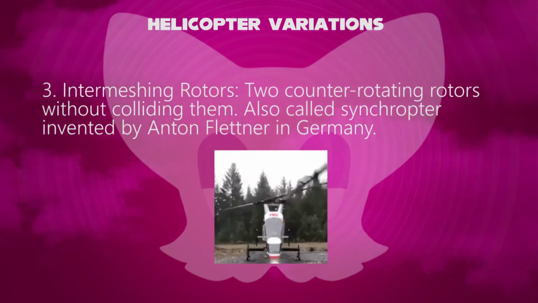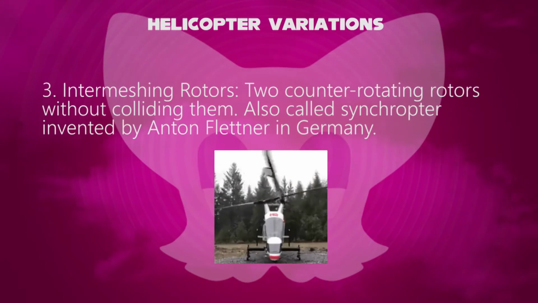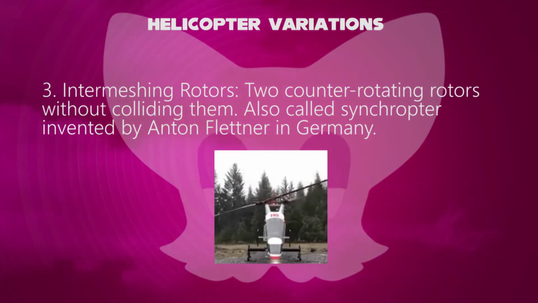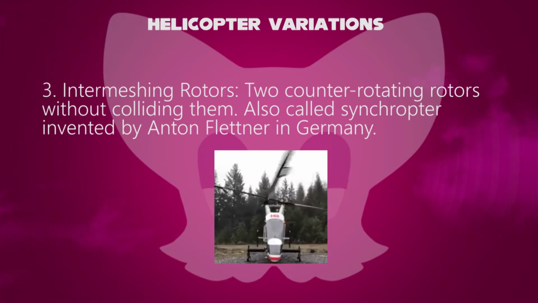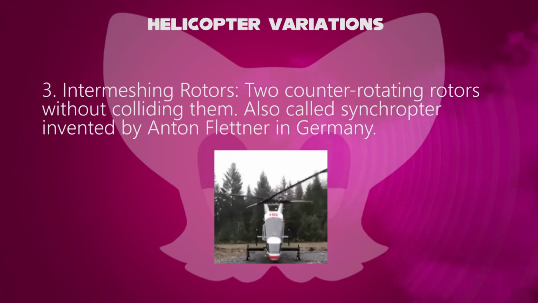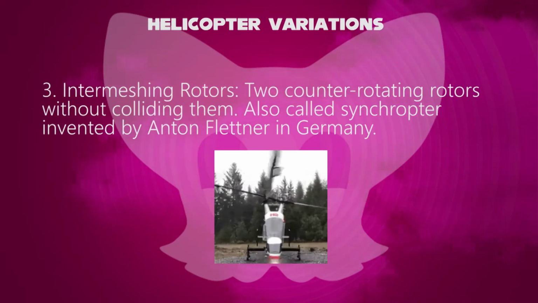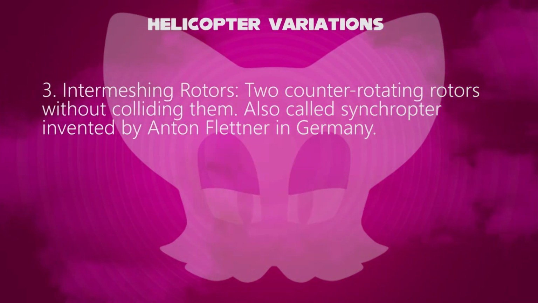Next, the intermeshing rotors. This type of rotor is mast-mounted with a slight angle in a transversely symmetrical manner, so that the blades intermesh without colliding. This is also known as a synchropter, invented by Anton Flettner in Germany.